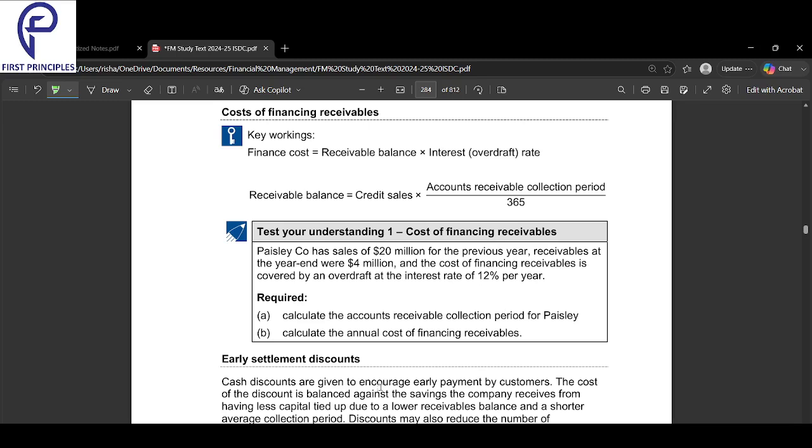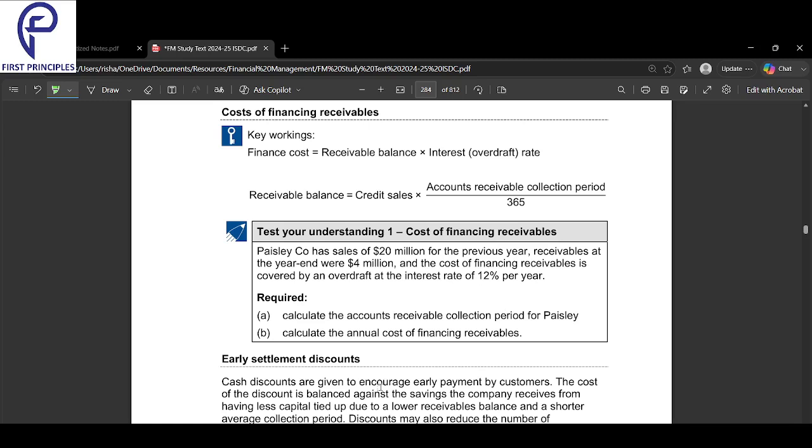Let's look into this. You have sales of 20 million. Receivables are 4 million. And the cost of financing is 12%. So first of all, calculate the period. Receivable days you calculate. 4 by 20 into 365. 73 days is the current receivables period.